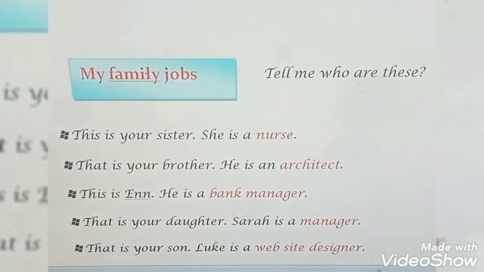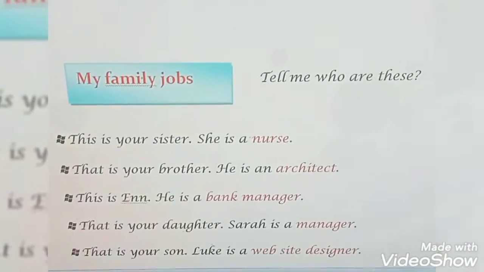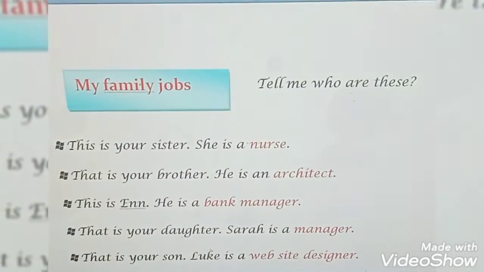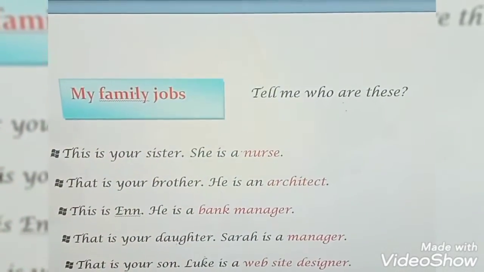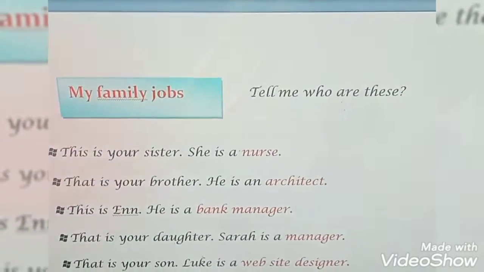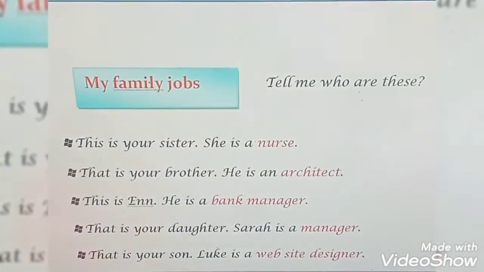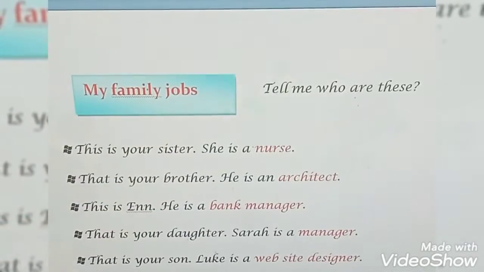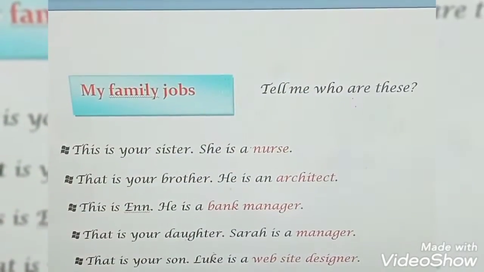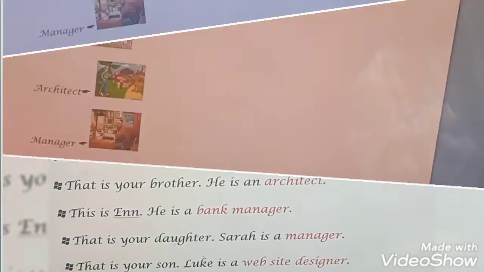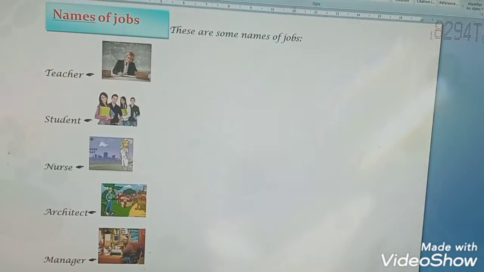That is your son. Luke is a website designer. Website designer is a computer designer, of the sites we find on the computer. So we try to listen and repeat. A nurse, an architect, a bank manager, a manager, a website designer. Website.